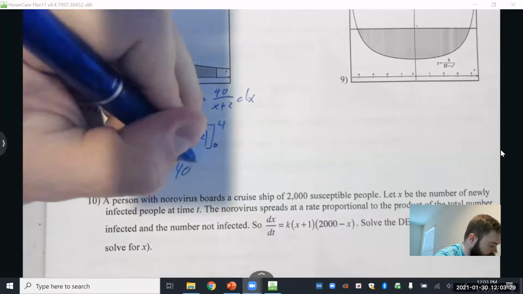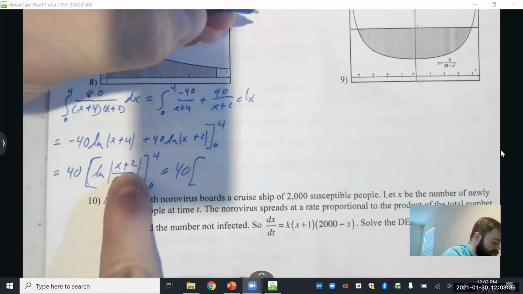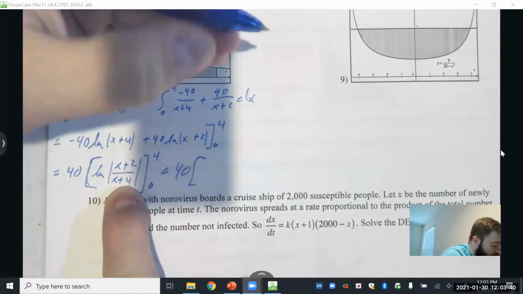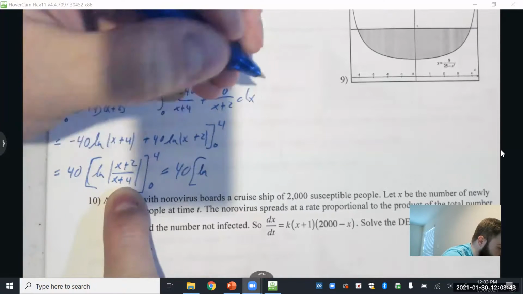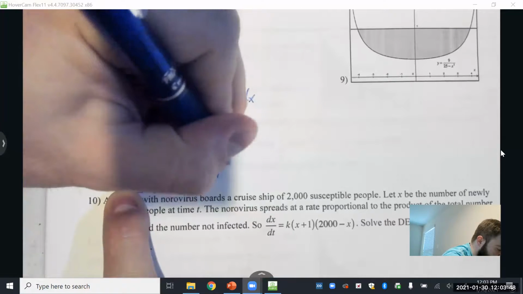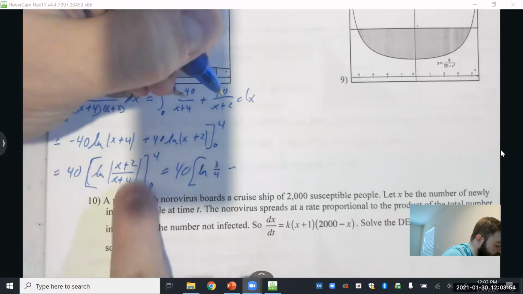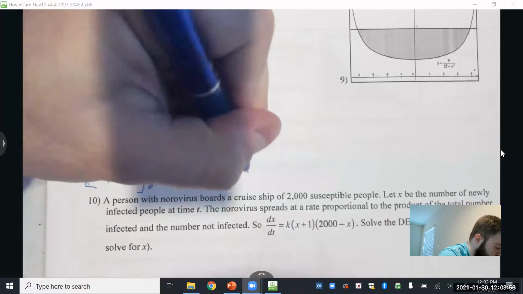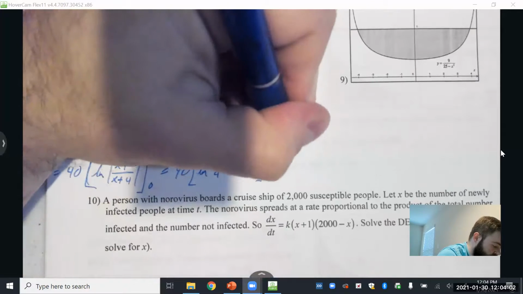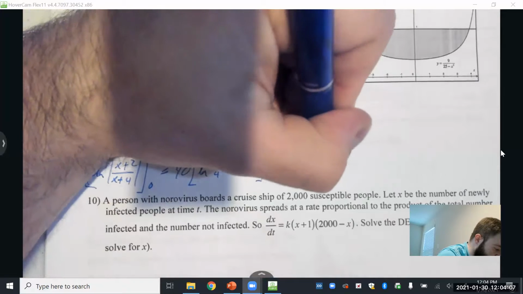So 40 times, we plug in the 4. That'll be natural log of 4 plus 2 is 6, and 4 plus 4 is 8. So it'll be natural log of 6 over 8, which is 3/4. Minus, plug the 0 in. That'd be natural log of 1/2. And we can again simplify to get 40 times natural log of 3/4 over 1/2.